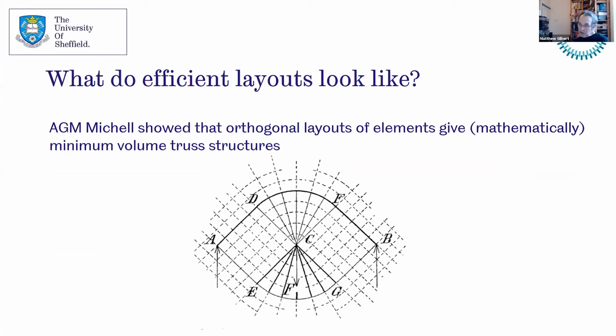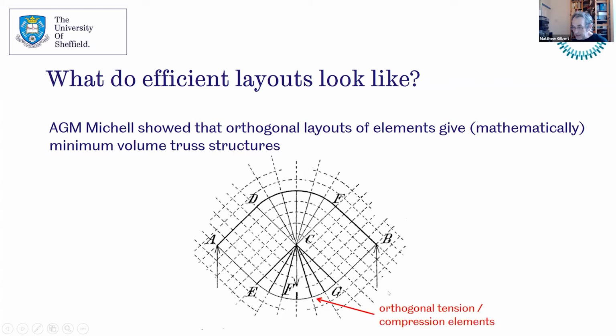So what does an efficient layout look like? Well, I'm going to start where most people start in this space, with a truss, and go back to some seminal work done in this area by an Australian engineer called Michell back in the early parts of the 20th century. He showed that orthogonal layouts of elements give rise to mathematically minimum volume structures. And in the example shown on screen, we've got a central point load going vertically downwards at C, and then we've got supports at A and B.